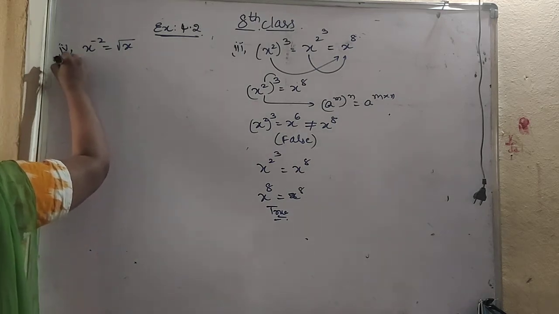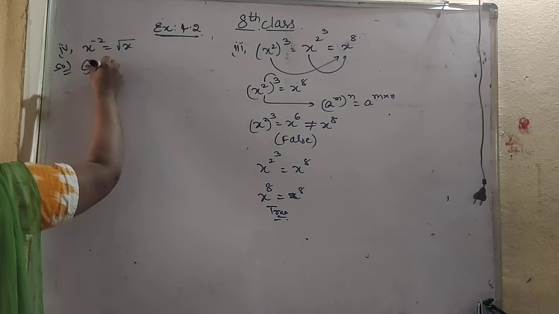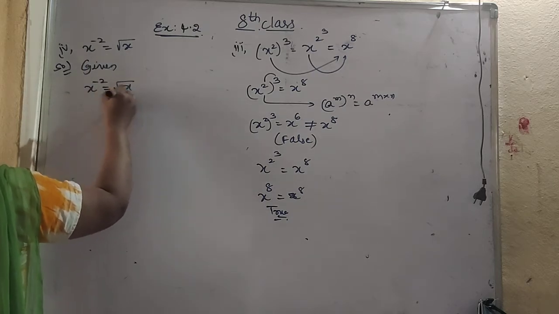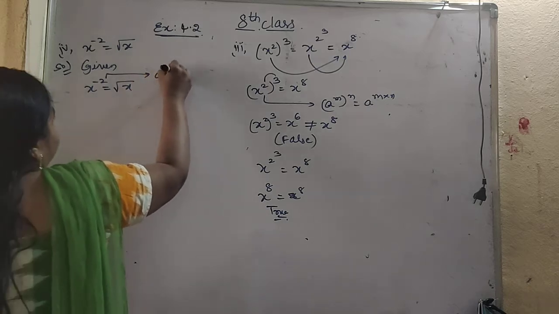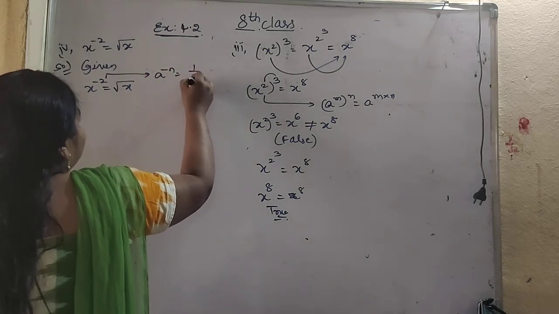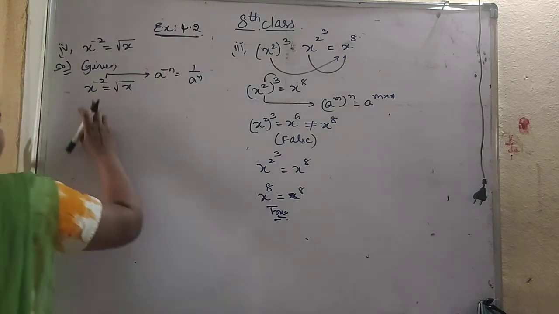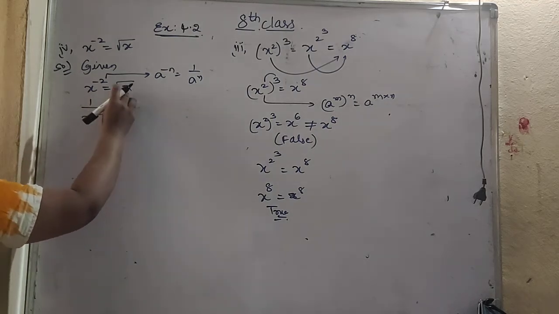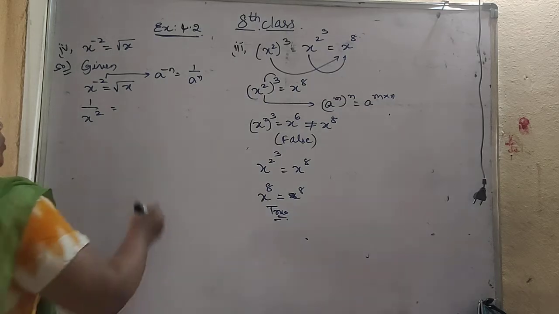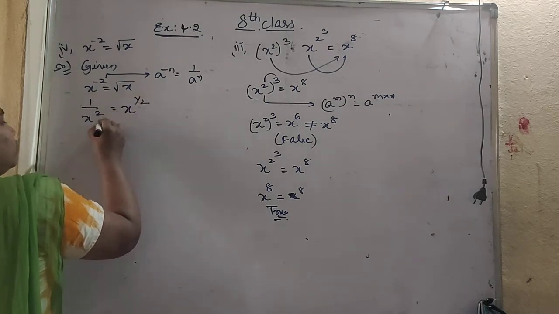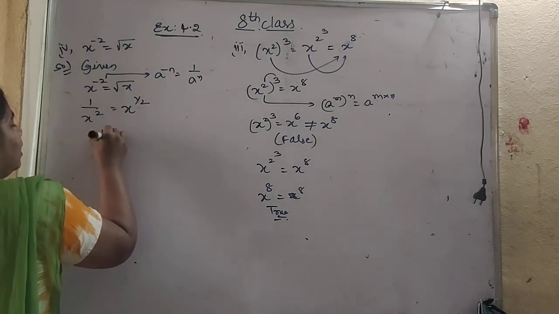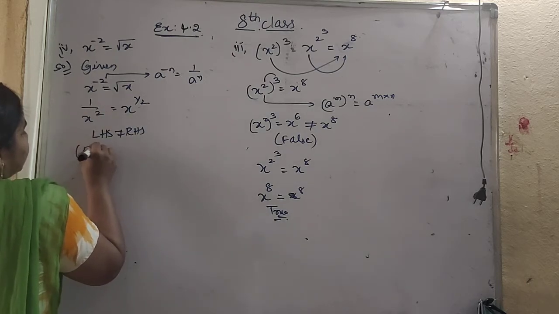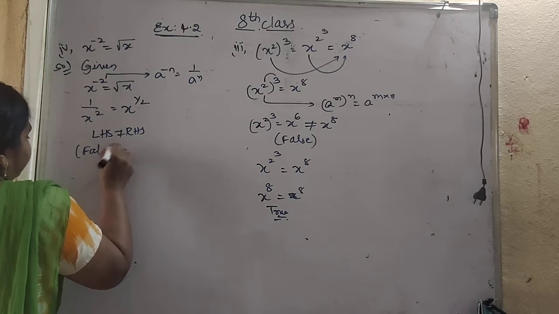So it is also a false statement, because x power minus 2 we will write in the form of, which formula we are writing in the form of a power minus n, that will be equals to 1 by a power n. So if you write this, it is in the form of 1 by x square, but this root x is in the form of x power 1 by 2. So these two are not equal. So LHS is not equals to RHS. So what he did, that is a false statement.